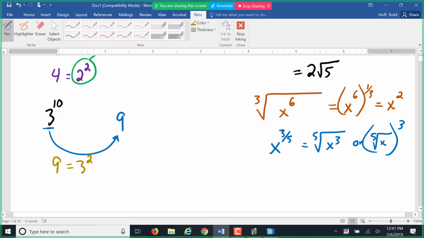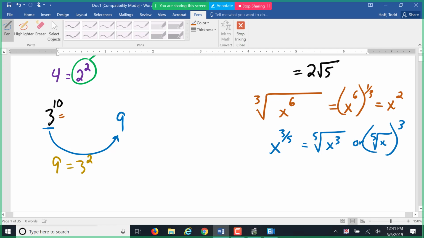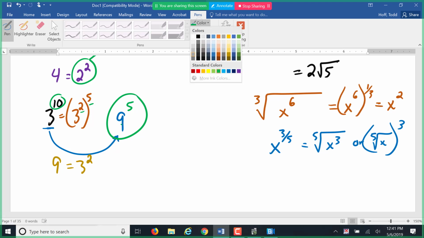Well, so to convert 3 to the 10th into something to the power of 9, I'm going to break that down into 3 squared to the power of 5, because 2 times 5 still equals 10. So 3 to the 10th is the same as saying 9 to the 5th, because 9 is 3 squared, and 3 to the 10th can be broken into 3 squared to the 5th power.